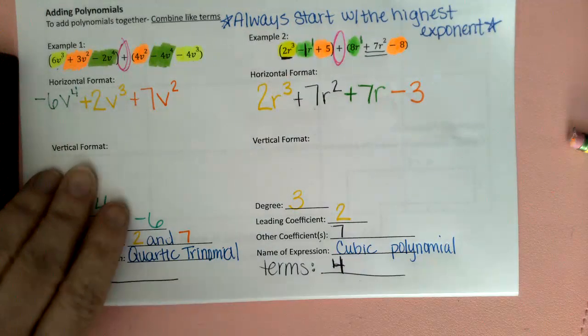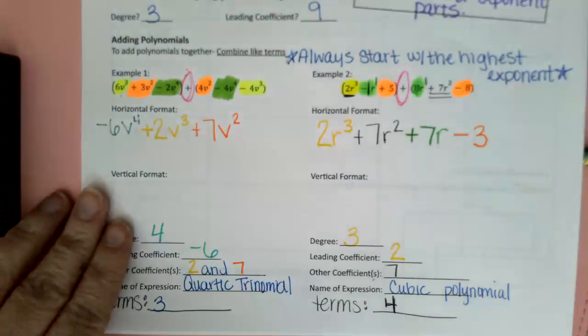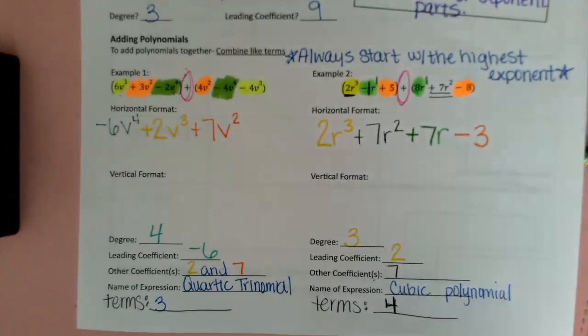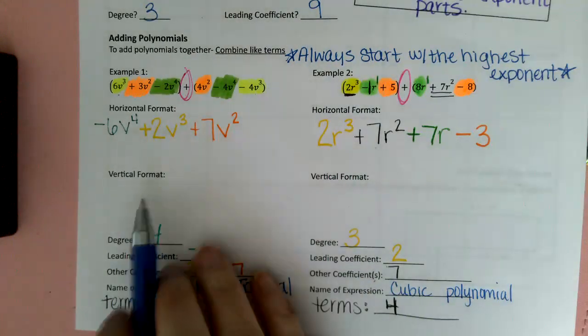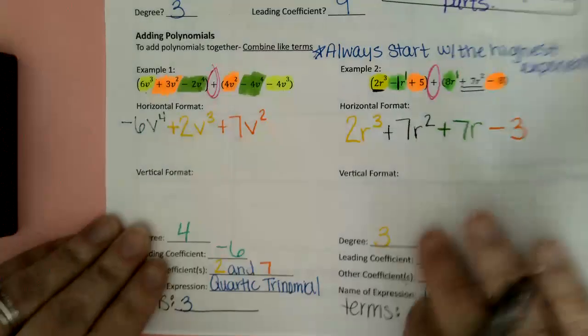Now, we're not done with that page, so don't turn it yet. We got to talk about this vertical format. Now, this is the one I don't like, but I'm not going to limit you on how you're going to write it. You can do it the vertical way or the horizontal way. But just hang in there with me for a second as I set it up for you.